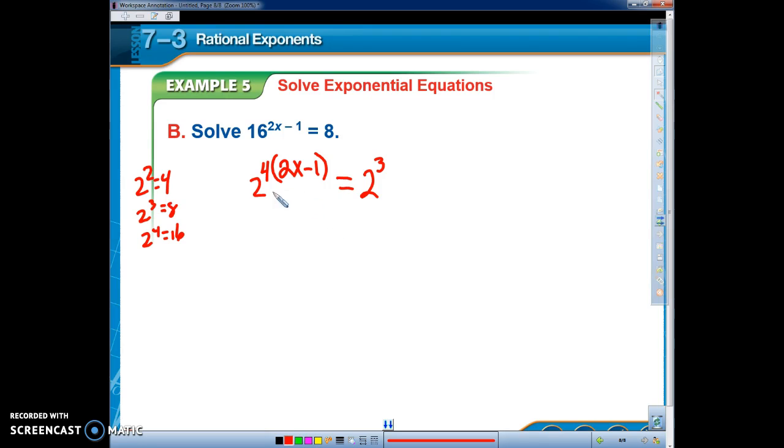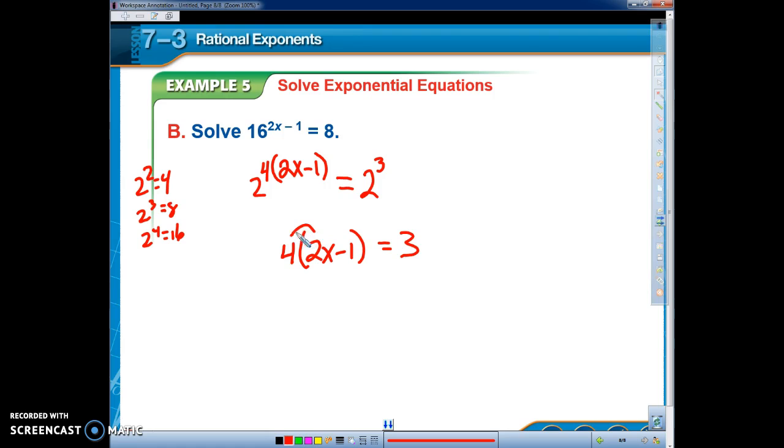So look what I did right here. 2 to the fourth, is that 16? Yes, it is. 2x minus 1, is it staying together? Yeah, it's staying together. And then for 8, I've got to get a base to match, so 8 is going to become 2 to the third. Now, since my bases are alike, I can get rid of them and just solve the exponents set equal to each other. So 4 times 2x minus 1 is equal to 3.